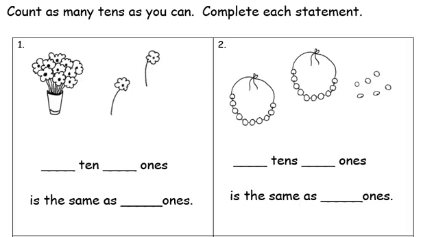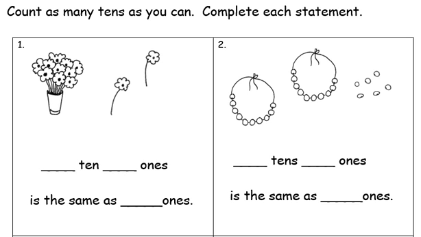This tutorial is for first grade, Module 4, Lesson 3. In this lesson, we're going to look at the idea that two-digit numbers can be thought of as groups of tens and some ones, or they could also be thought of as a whole bunch of ones.